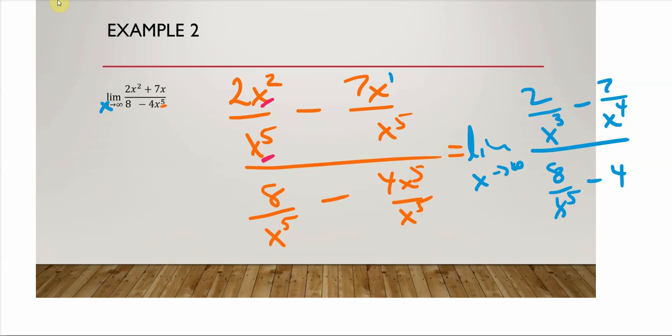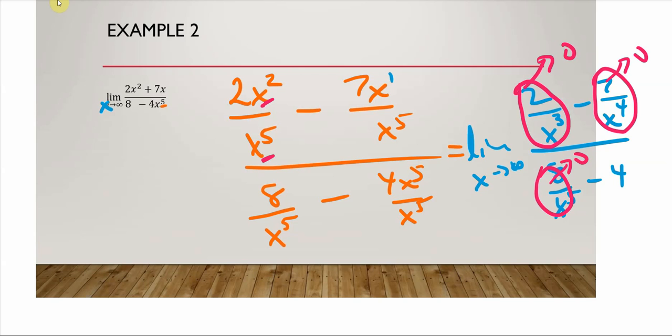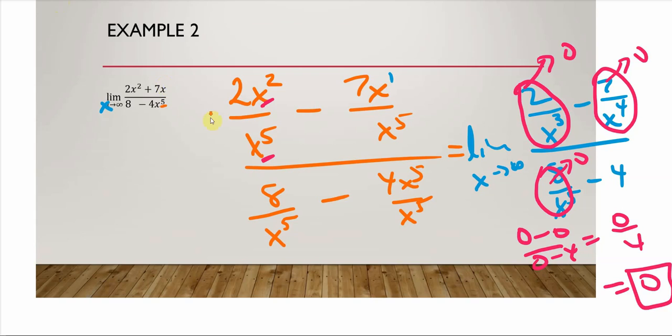So now, what did we just finish saying? The one thing that we have to remember is that any number over x is going to go to 0. So that's going to go to 0. This is going to go to 0. This is going to go to 0. So I'm going to be left with 0 minus 0 over 0 minus 4. That's 0 over 4, which is 0. So my answer will be 0. All right, let's try one more example now.